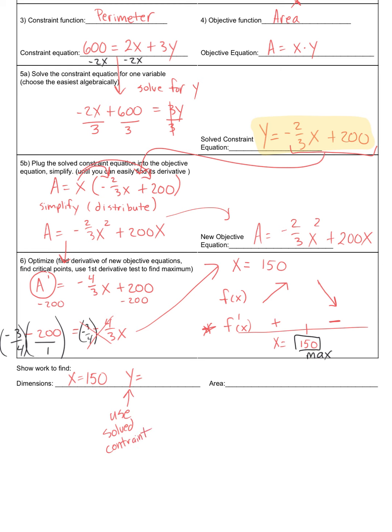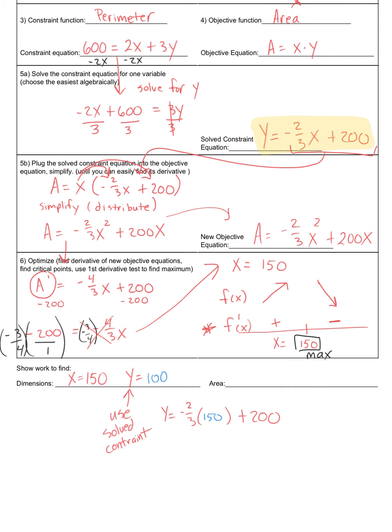So the solved constraint is right here, negative 2/3 x plus 200. So y is equal to negative 2/3 x plus 200, and I plug in x there. My x, of course, is 150. All right, so now when I simplify that, if I multiply tops and bottoms here, 2 times 150 is 300. 300 divided by 3 is 100, and that would be negative 100, and then negative 100 plus 200 would give you a y value of 100.